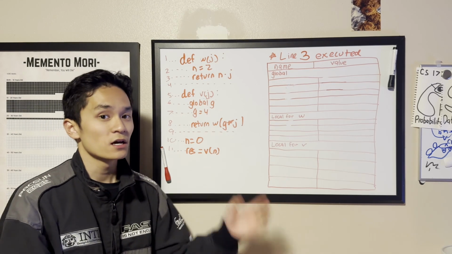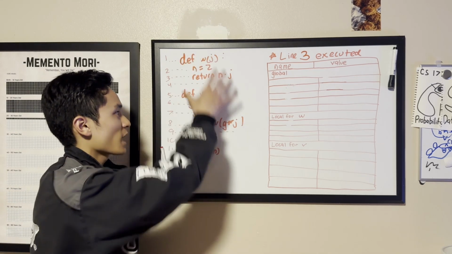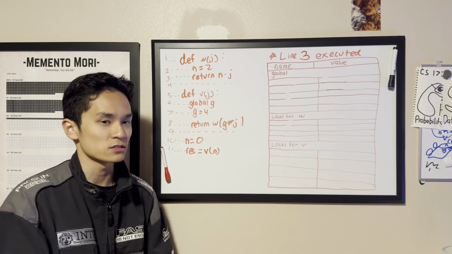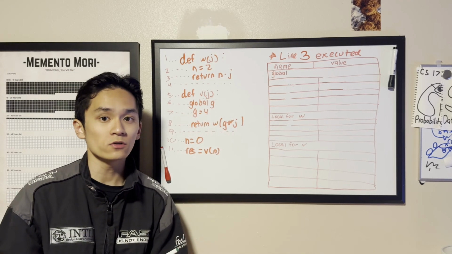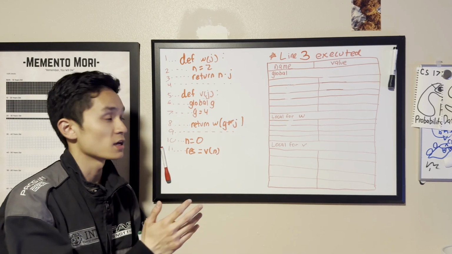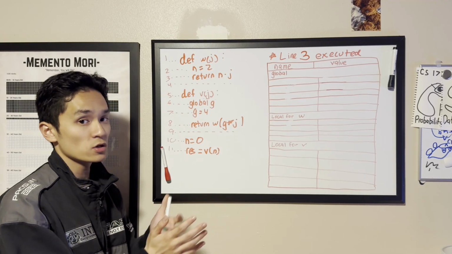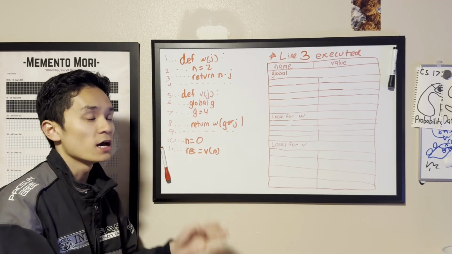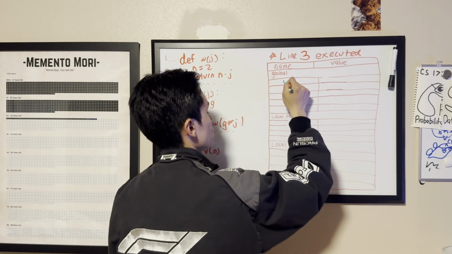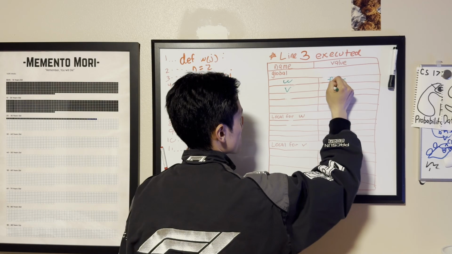So, to begin, first, we gotta remember how Python acts. First, Python scans for any defined functions, and then it starts executing. So what we do first is ask ourselves, is there any function that's been created? If there is, let's add it to the global space. As you can see, we have two functions, w and v, and we're going to write them down here, and identify that these are just functions.